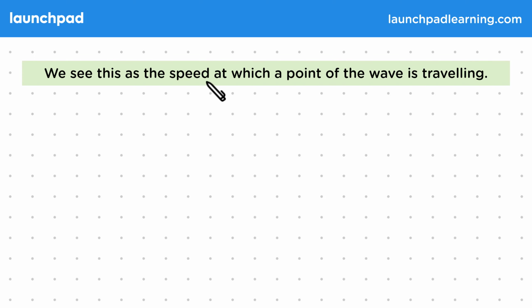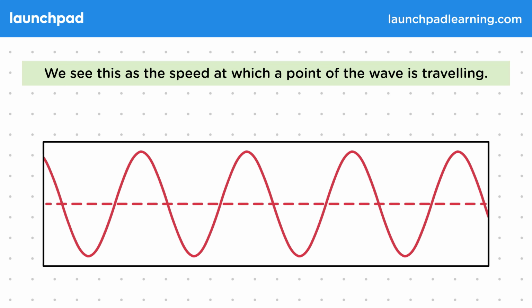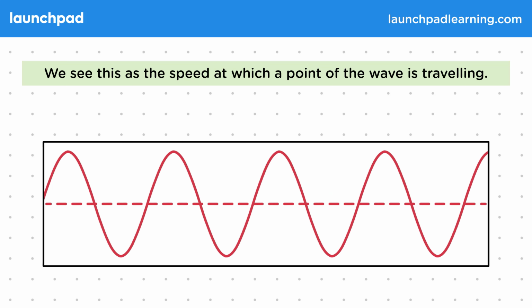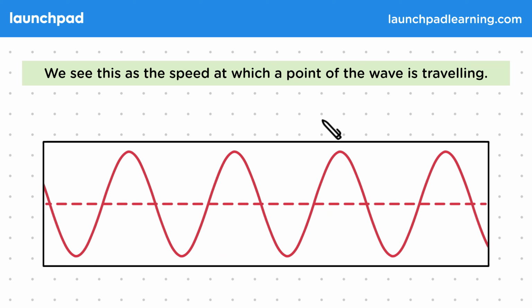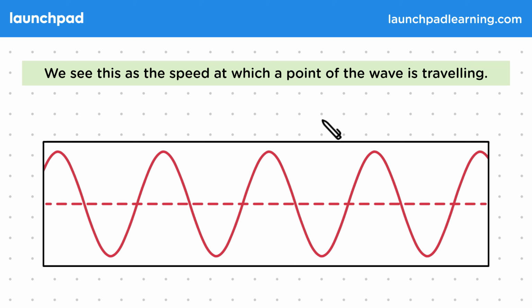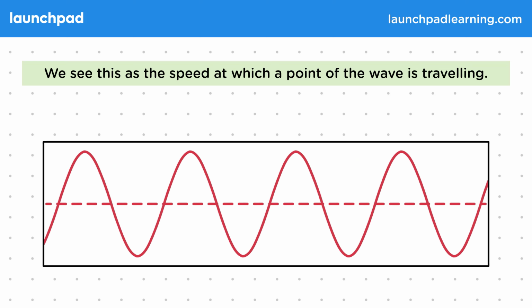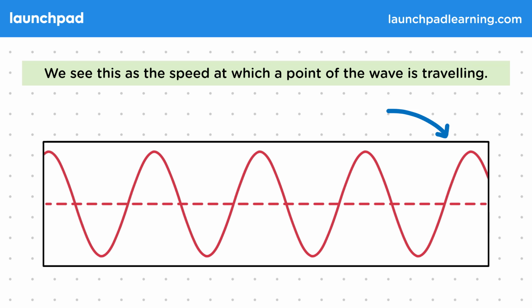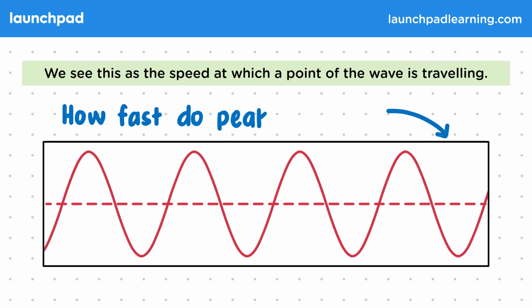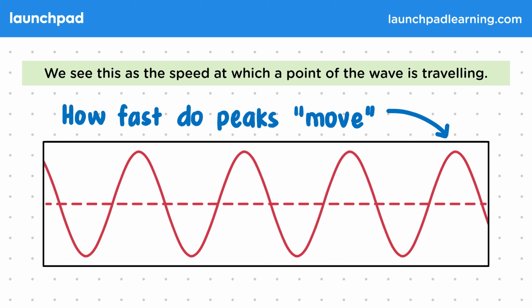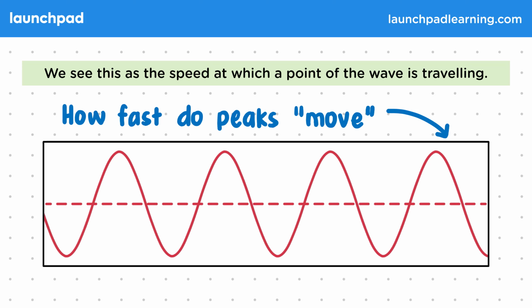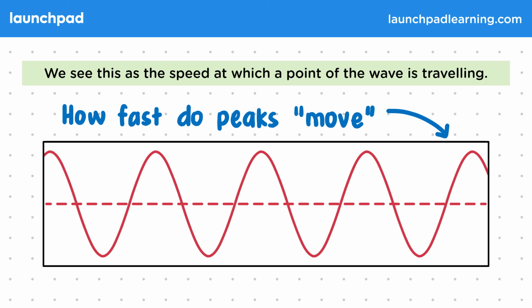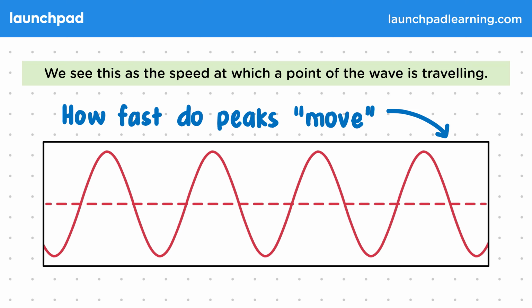Well, we see this as the speed at which a point of the wave is traveling. Let's look at our example again. As we can see, this pattern is moving along to the right. We can use the speed at which it's moving to give a value for the wave speed. For example, we could follow the peaks as they're easy to keep track of. Then we just ask ourselves, how fast are the peaks moving? Though remember that this is not the matter that's moving, but rather this pattern that forms as the matter moves up and down. But is there another way we can calculate this speed?